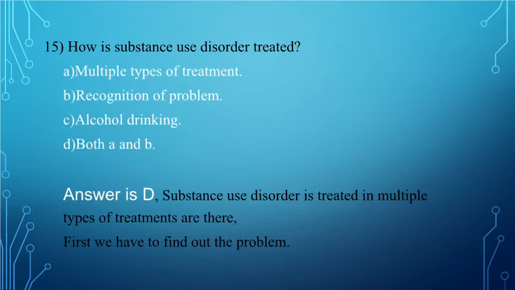15. How is substance use disorder treated? A. Multiple types of treatment. B. Recognition of problem. C. Alcohol drinking. D. Both A and B. Answer is D. Substance use disorder is treated with multiple types of treatment. First, we have to find out the problem.